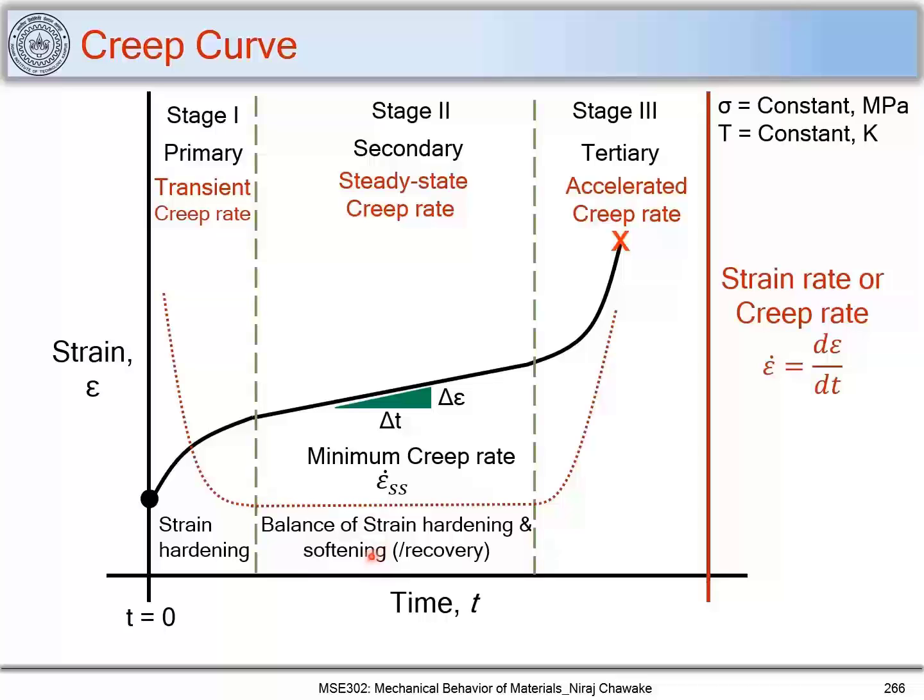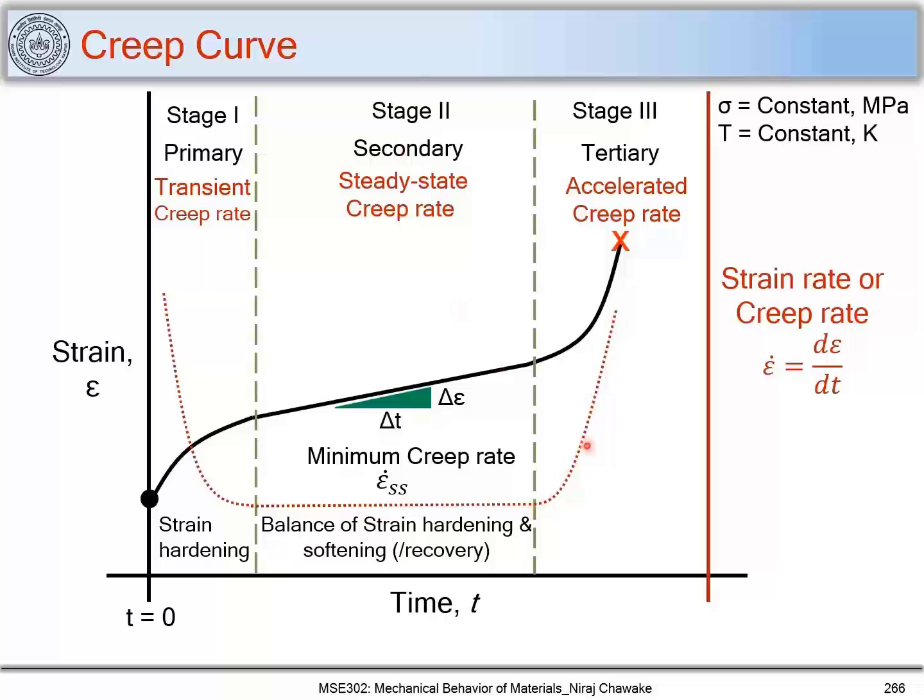So which are the softening mechanisms? Softening mechanisms such as recovery, recrystallization, grain growth, etc. So there will be a balance of strain hardening and other softening mechanisms. And that is why we reach a minimum creep rate, which is a constant, which is a steady state. Thus, we get a steady state creep rate or a minimum creep rate in this region, which is also called the secondary or stage 2 region.